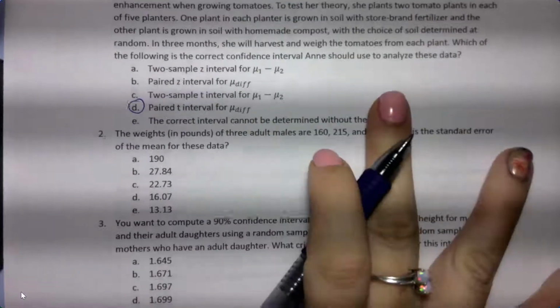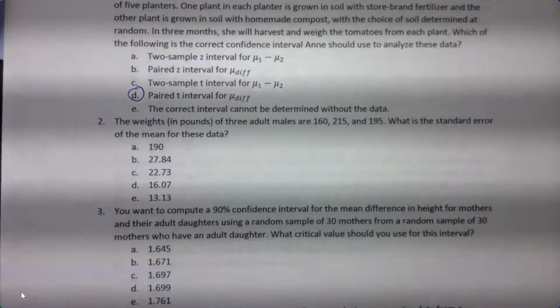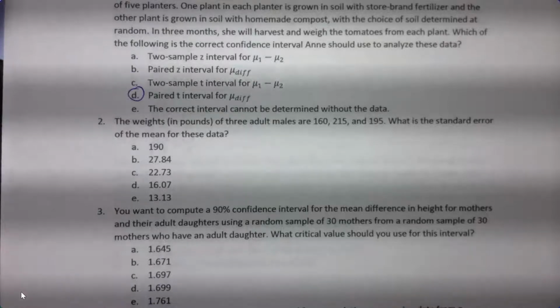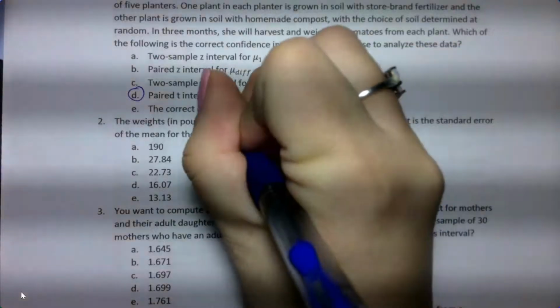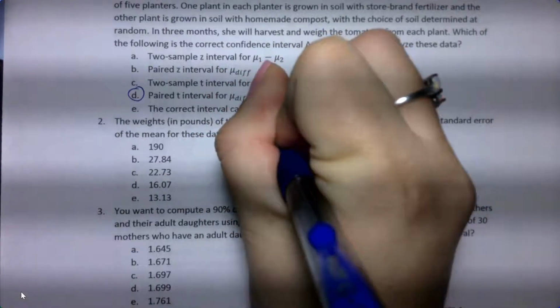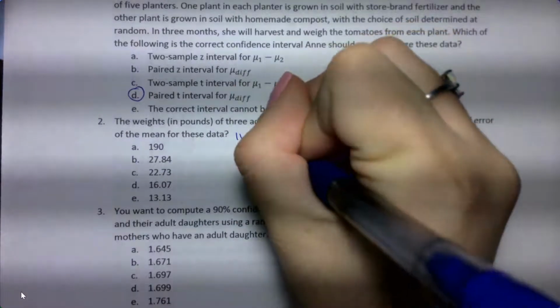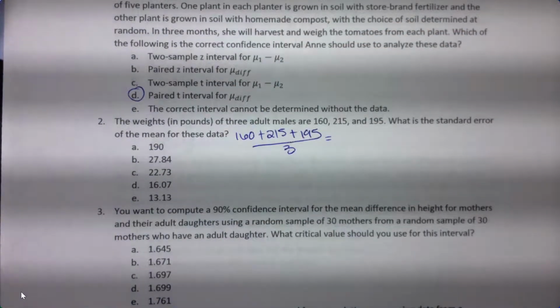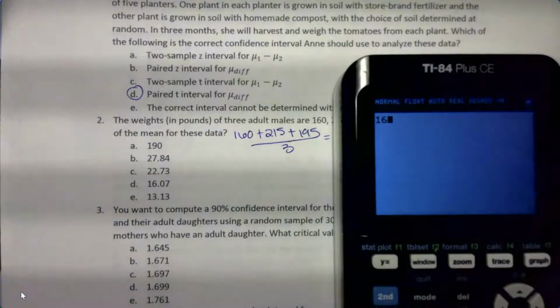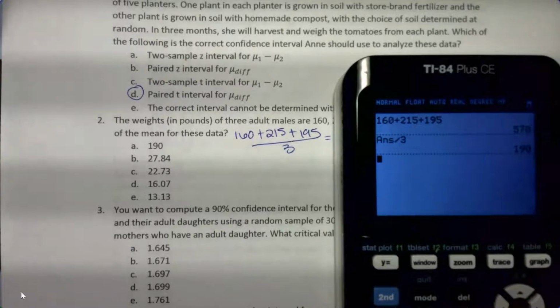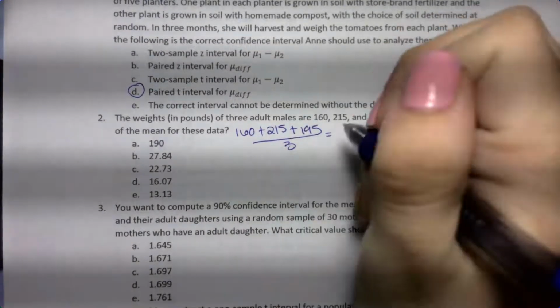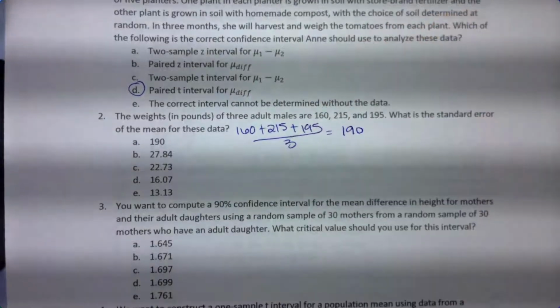Number 2 says the weights in pounds of 3 adult males are 160, 215, and 195. What's the standard error of the mean for these data? So the first thing I want to do is find the mean of the data. Since it's only 3 numbers, I will do this by hand. So I want to take those 3 numbers and divide by 3, which gives me 190.